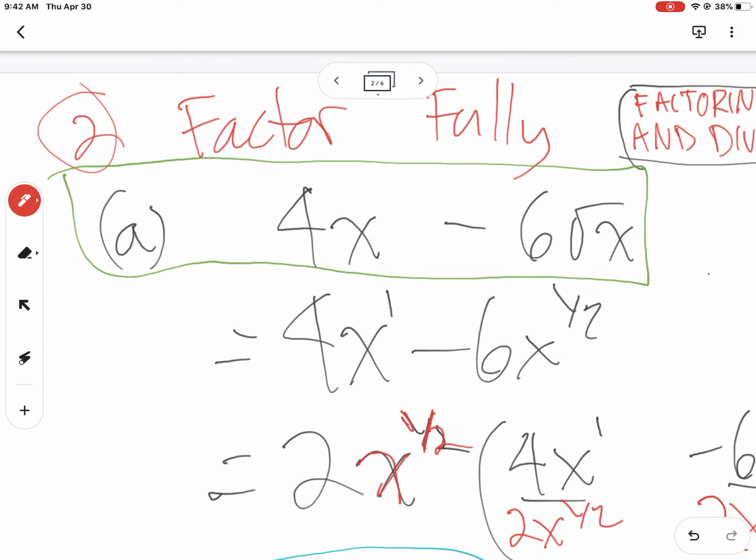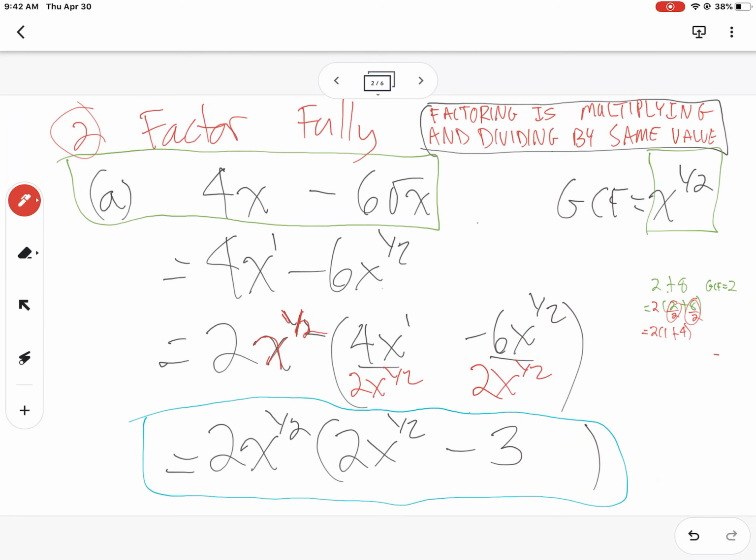Okay, let's go to this. These are already pre-done, and I'm just going to go through and explain them. In the box here is the original question, 4x minus 6 root x. So that's x to the exponent of 1, right? The greatest common factor is the least exponent, as long as the base is the same. Exponent there is 1. Equivalent exponent there is 1/2. What's the least exponent that they share? 1/2. So that's the greatest common factor.